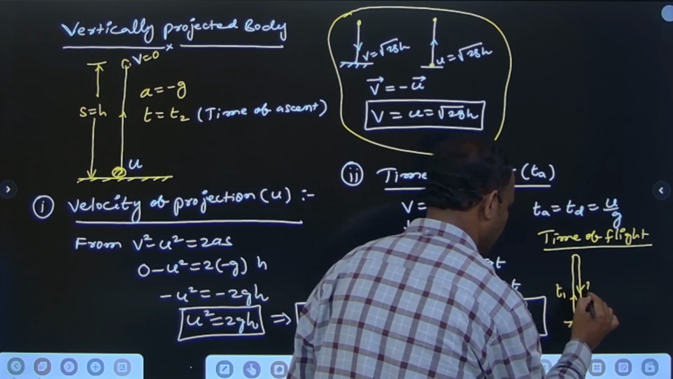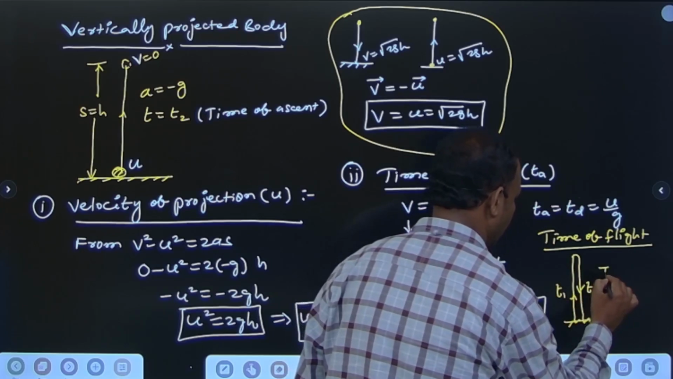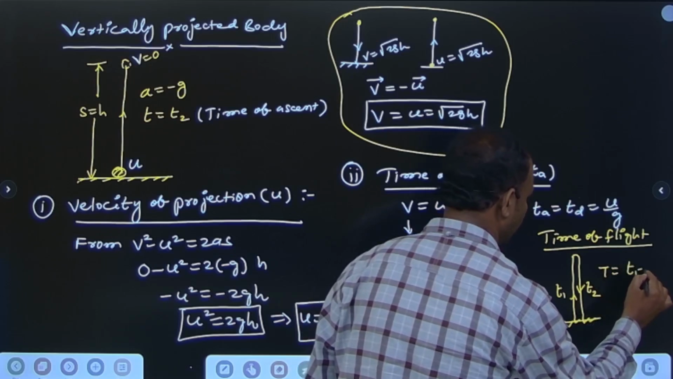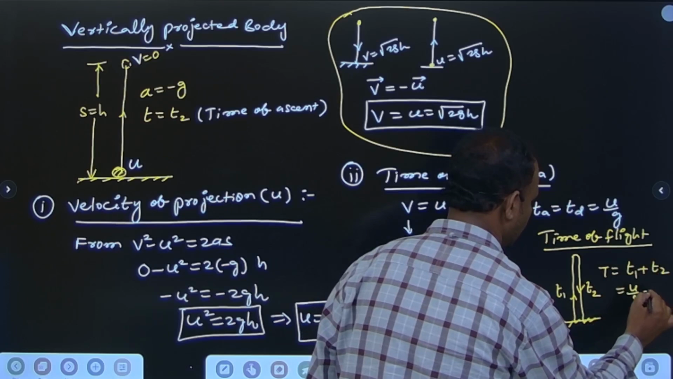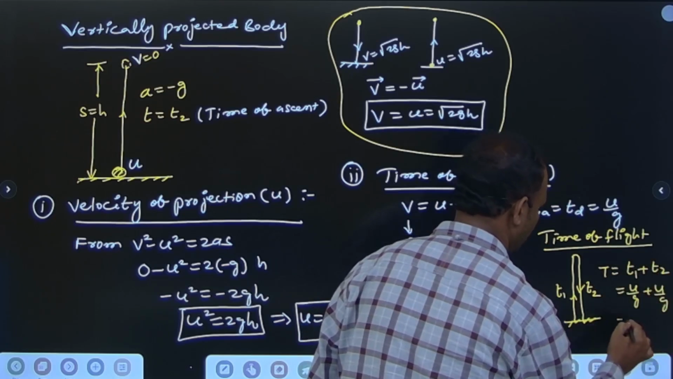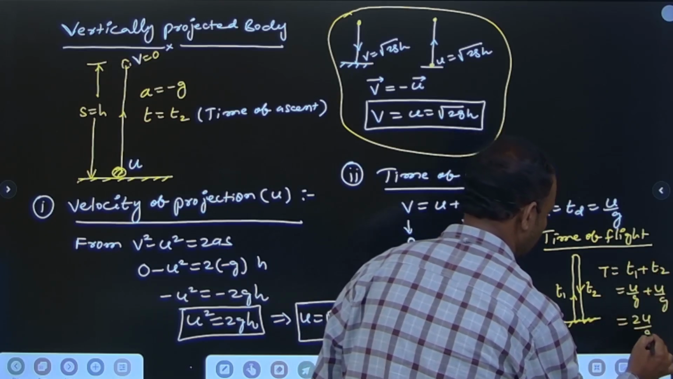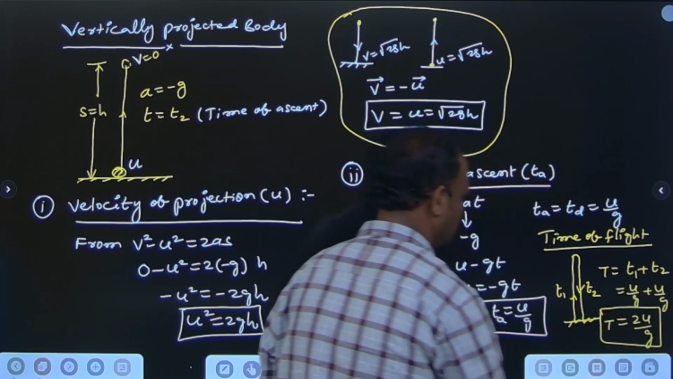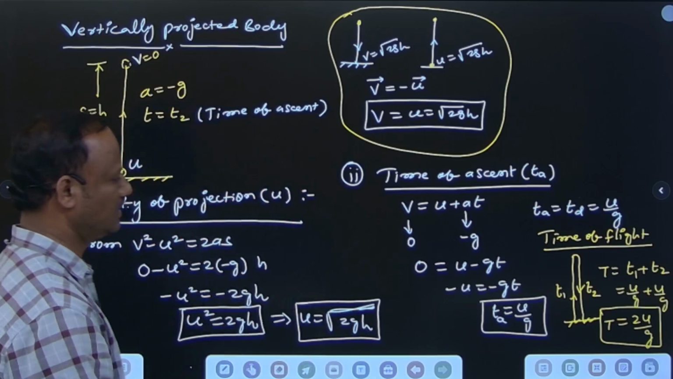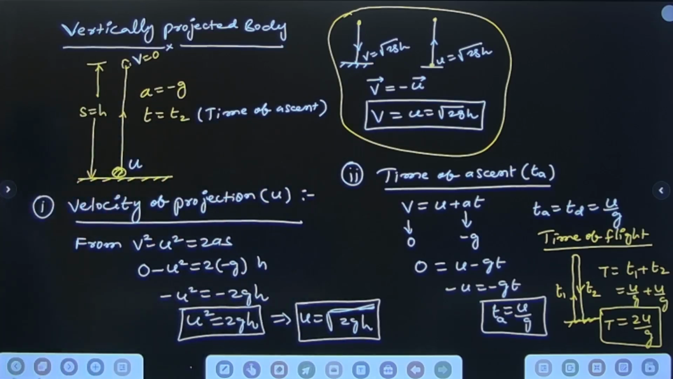Time of ascent, time of descent. Time of flight equals T1 plus T2, which is u by g plus u by g, that is 2u by g. So time of flight T equals 2u by g.